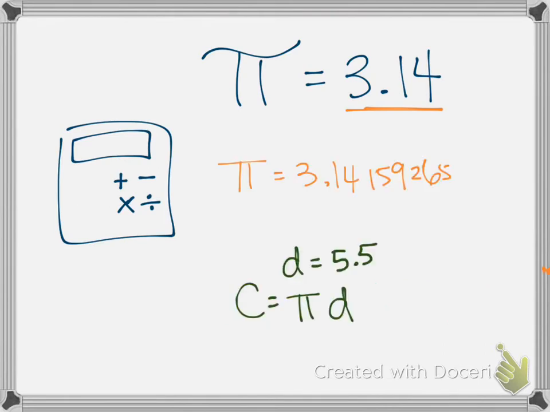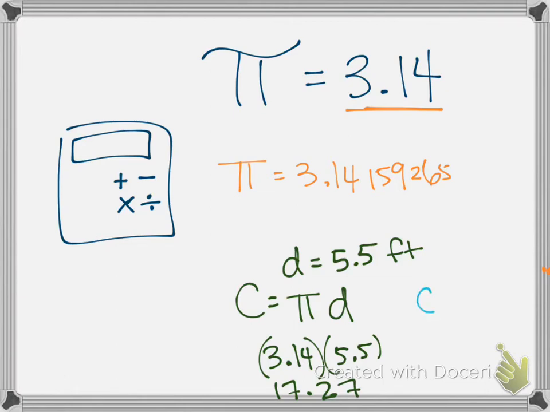So as an example, the circumference equals pi times the diameter. Let's say the diameter is 5.5 feet. In class, we would be doing 3.14 times 5.5, which would give us 17.27. However, your textbook would use the literal button of pi, so it would do pi times 5.5, and you would actually get the rounded answer, 17.28.